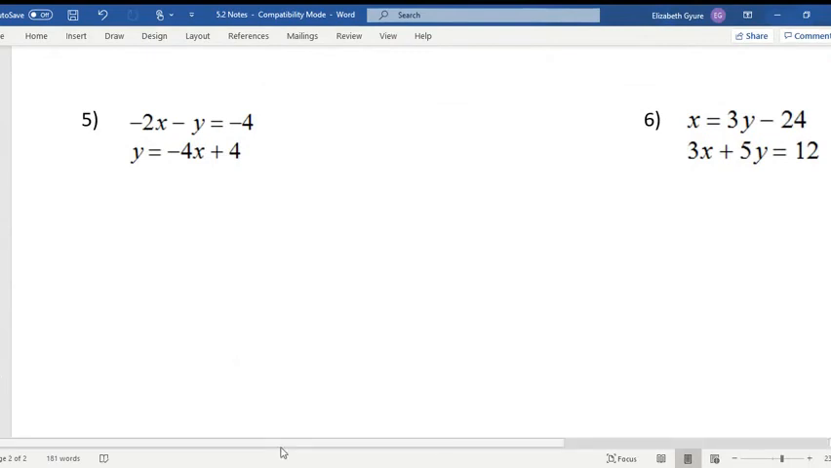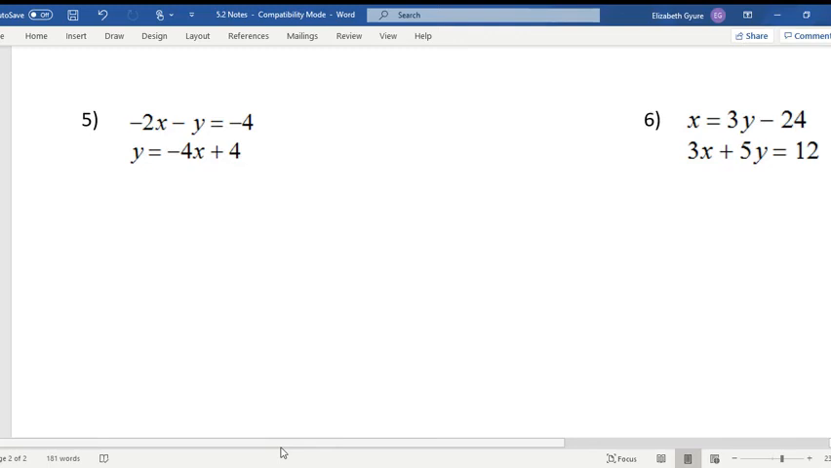All right, let's look at number 5. Step 1 is to look and see if you have an equation that's either an x equals or a y equals. Do we have that? And if we do, where is it? Do we have an equation that's an x equals or a y equals? Olivia, which one? We have a y equals. Where do you see that? On the bottom. The second equation is a y equals equation.